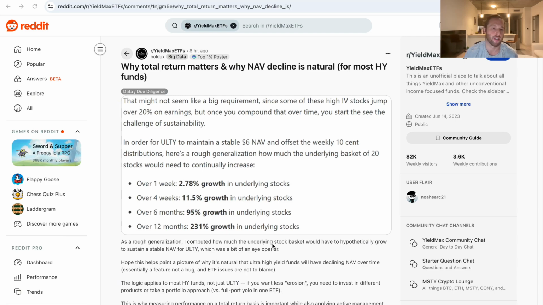There is no chance that they can maintain or grow the NAV unless these underlying companies have insane growth. Sure, maybe MicroStrategy had a huge pop at some point, and maybe Robinhood had a huge pop at some point, and maybe Palantir had a huge pop at some point. But generally speaking, you're not going to see massive increases in stock growth in a short period of time. And as a result, you're going to suffer in terms of NAV erosion.